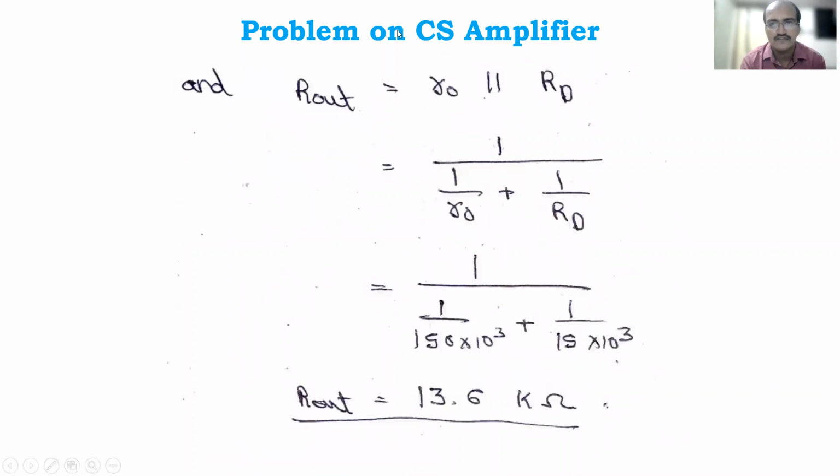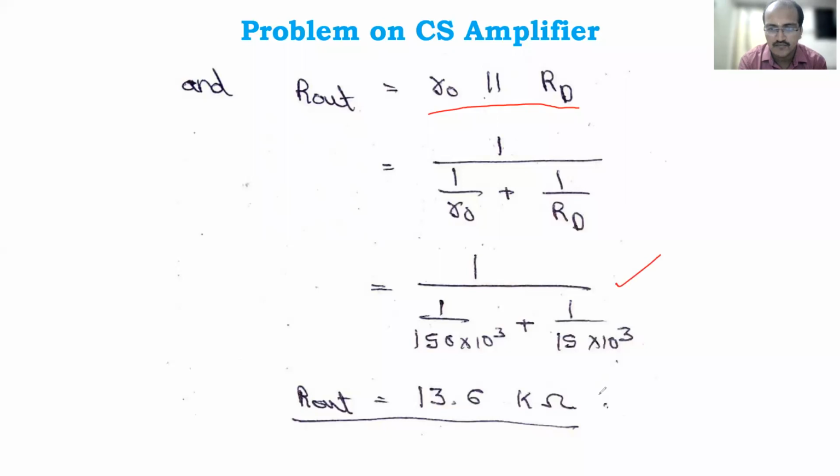So Rout is R0 parallel to RD. Okay, so it is R naught parallel to RD. In earlier cases it was straight away RD equal to 15 kilo ohm that you have written. Now R naught is there, you have to consider the parallel case. Either you can use this or you can calculate R naught RD by R naught plus RD. Okay, anyhow you can calculate.